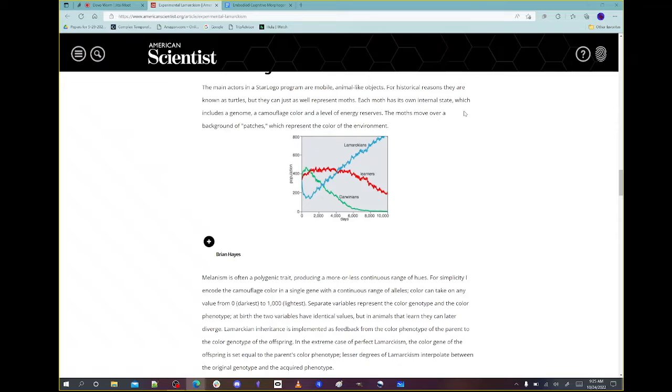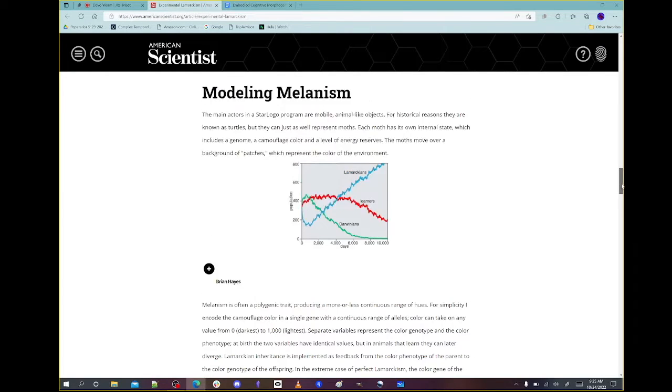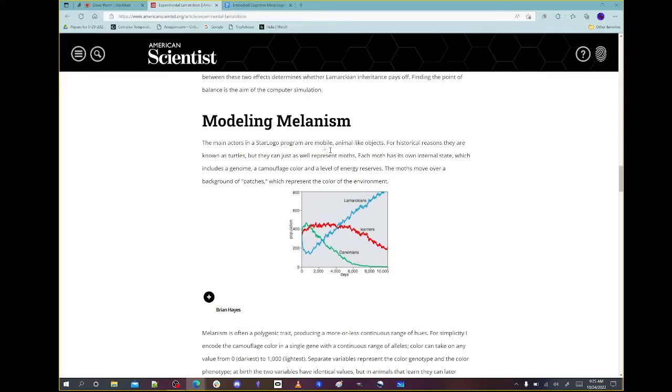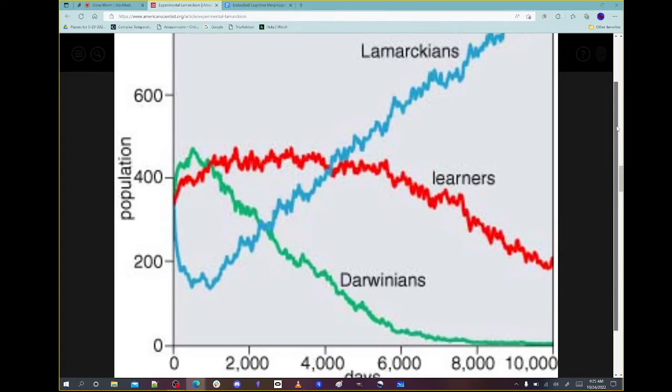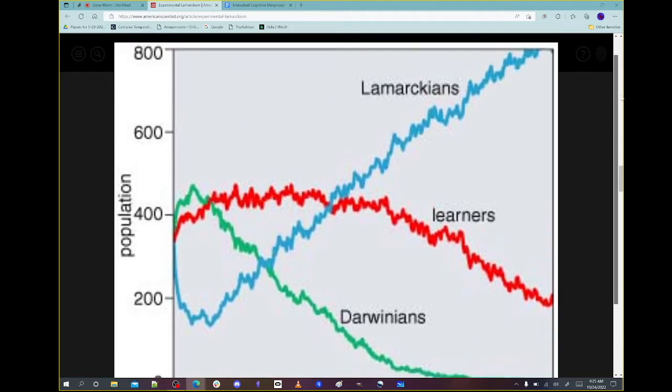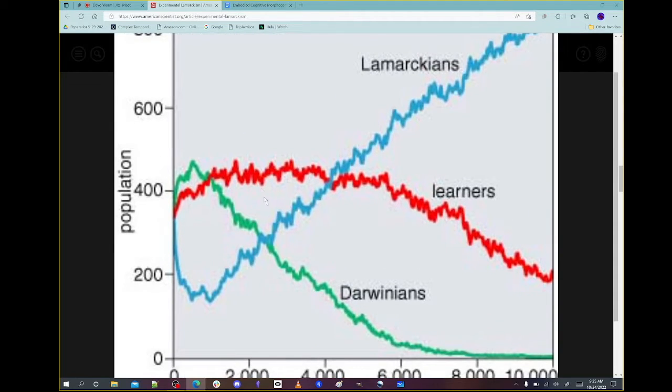Actually, in this case, he does model this. The example from the peppered moth is called melanism, and they use a StarLogo program, which is an agent-based model for this. The main actors in the StarLogo program are mobile animal-like objects. They use these as the moths, and they show the population here, where it's interesting that over a certain number of days, it goes from 400 and it goes down.